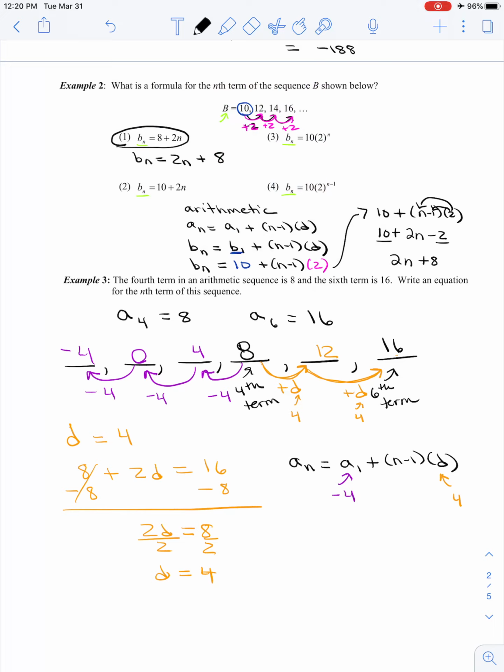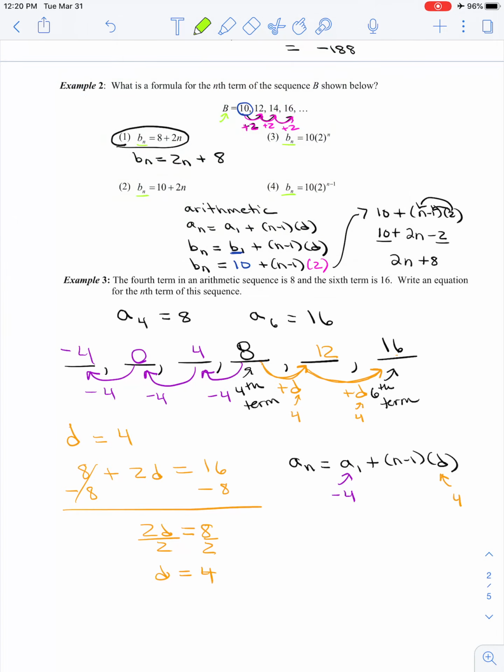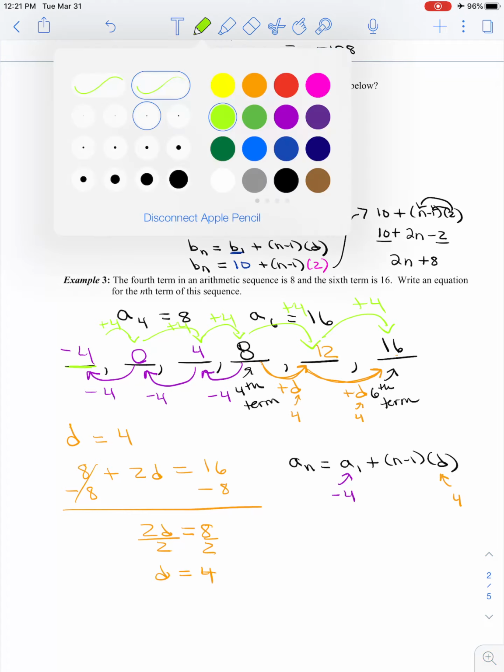And now if I wanted to check it, it would follow the pattern. If I started with negative 4 and I added 4, I should get 0. Right, so if I followed my pattern now, I would say, okay, negative 4. If I was going forward this way, plus 4 would give me 0, 0 plus 4 would give me 4, 4 plus 4 would give me 8, 8 plus 4 would give me 12, and 12 plus 4 would give me 16. So I could really just check myself once I work backwards to find my first term.